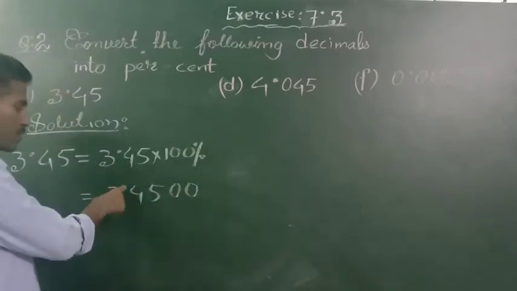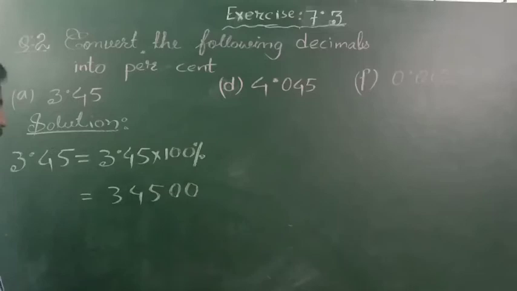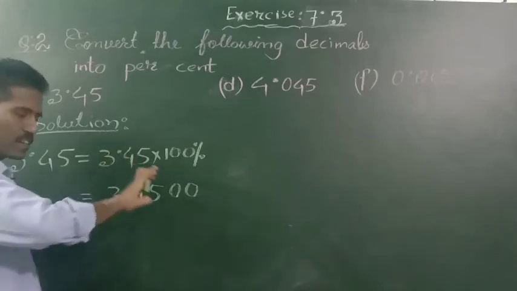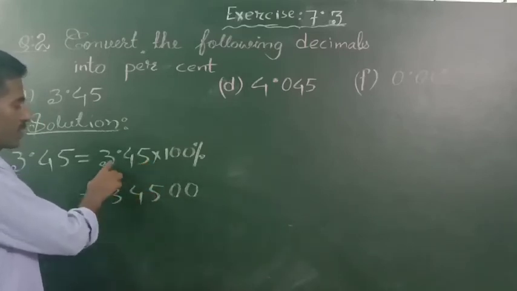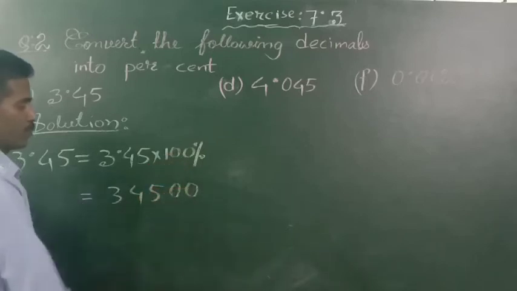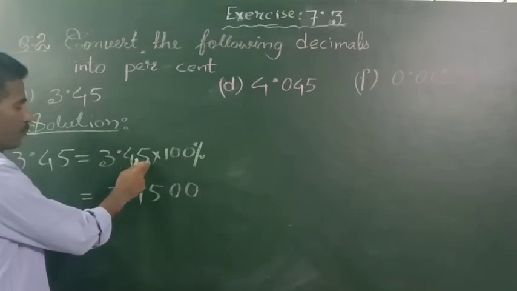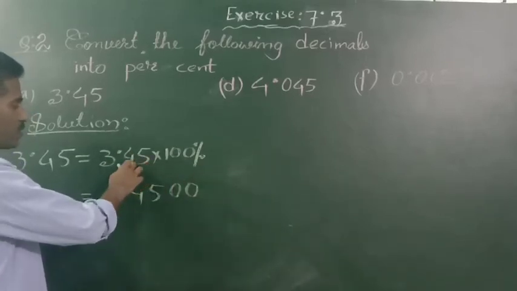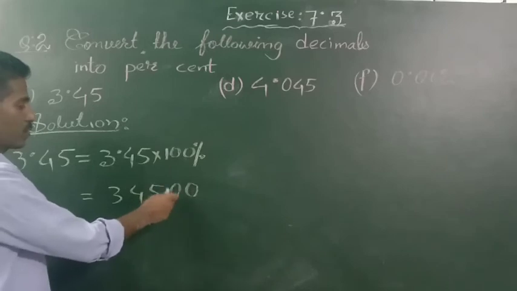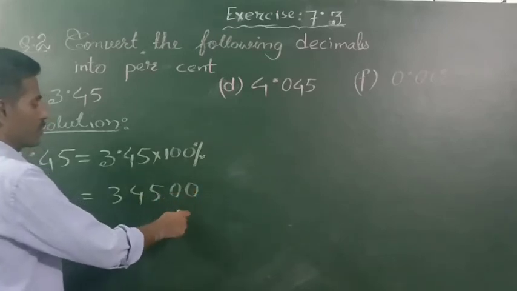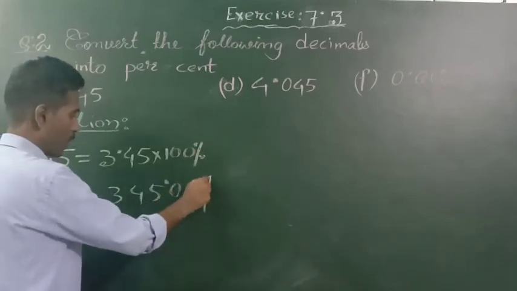We'll not see the decimal, it has not been put. Leaving the decimal, we'll write the numbers 3, 4, 5, and after writing 3, 4, 5, these 2 zeros will be put. Now see here, the decimal is 2 digits from the right hand side, 1 digit, 2 digits. So here also we'll put the decimal before 2 digits from the right hand side, 1 digit, 2 digits, decimal, and this percent will come here.